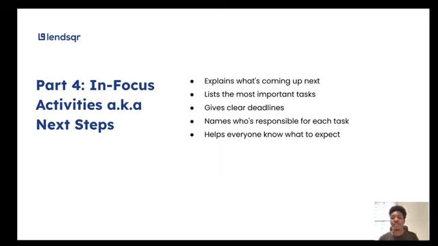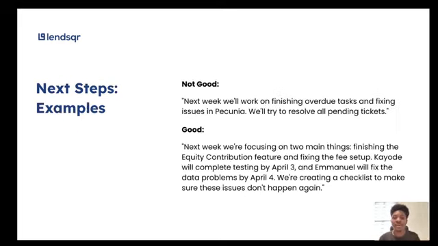Next steps, right? An example of a bad next step: next week we're working on finishing overdue tasks. You can already see why this is wrong, because what do you mean by overdue tasks? What tasks, right? And fixing issues. What issues? We'll try to resolve all pending tickets. It's so much generalization that it essentially provides no information whatsoever, because everything is so vague and general.